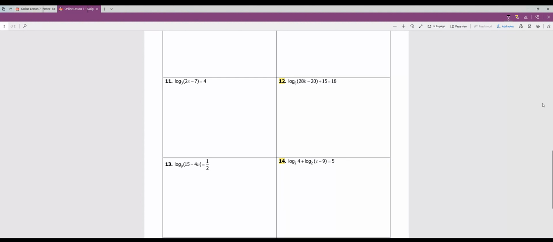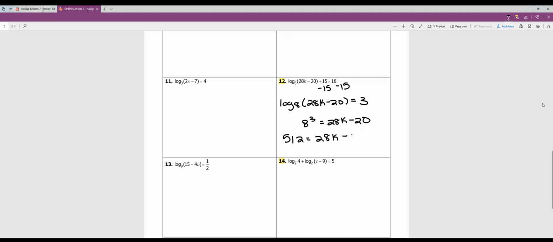So looking at number 12, first I need to get all of my log on one side and my constants on the other side. So I'm going to move this 15 over before I do anything else. So log base 8 of 28k minus 20 is equal to 3. So now I need to rewrite this in exponential form. So 8 to the 3rd power is equal to 28k minus 20. Well, 8 to the 3rd power is 512.